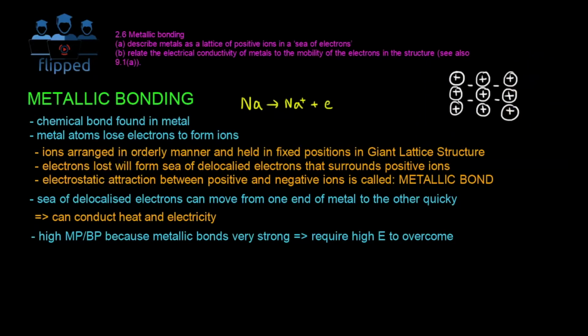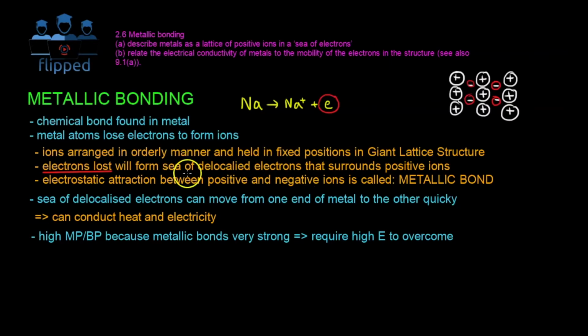And electrons lost. So these are the electrons lost. All these here are the electrons lost, all the minus charges. They will form a sea of delocalized electrons that surrounds the positive ions. Because you see that every single atom gives out one electron, it will form a lot of electrons, right? And that's what we call a sea of delocalized electrons.